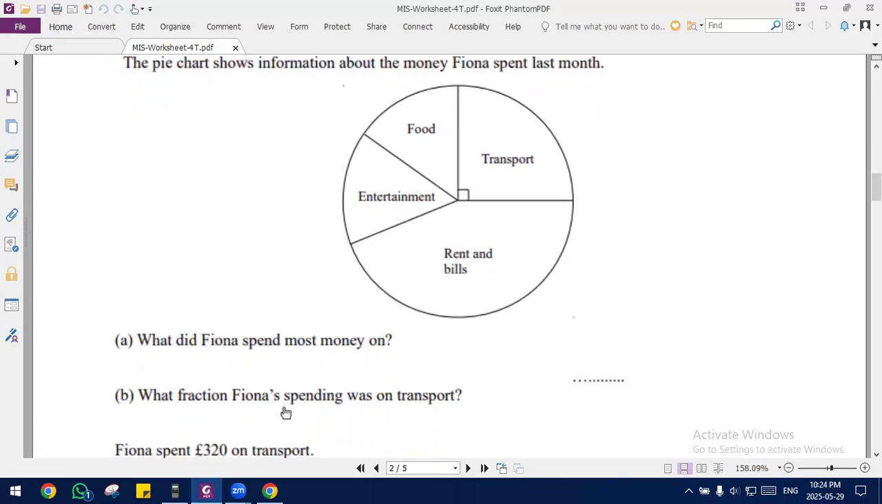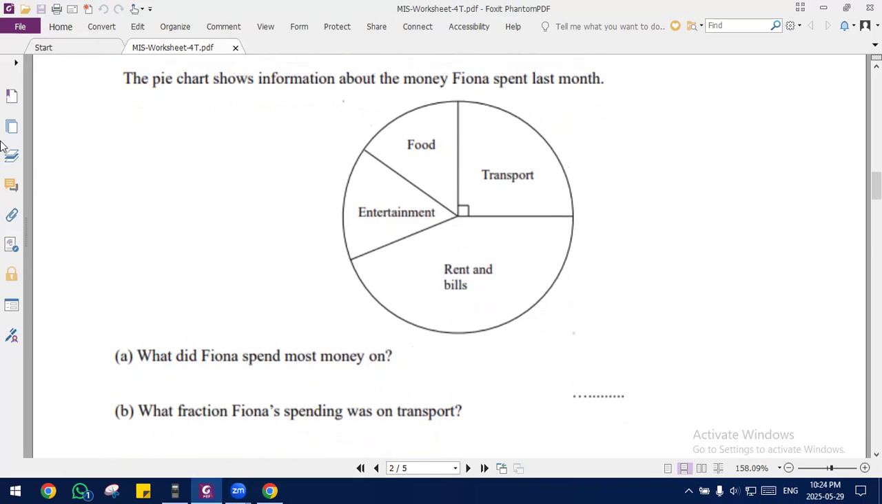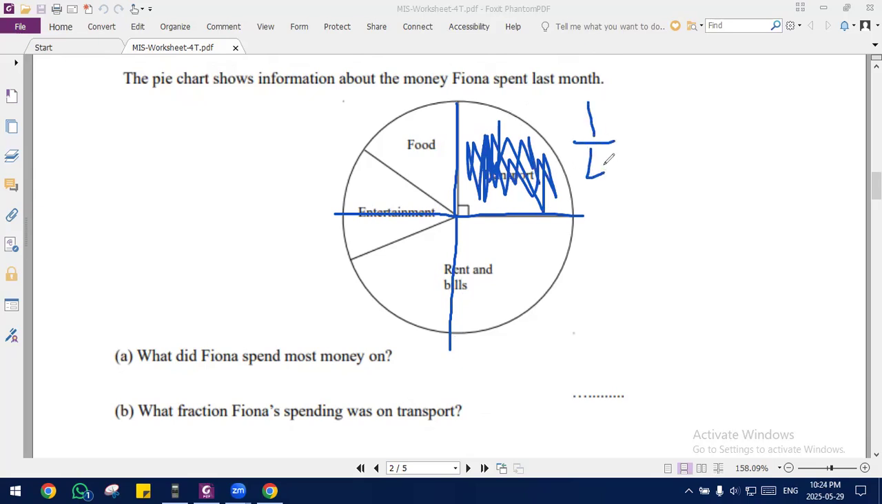What fraction of Fiona's spending was on transport? Now look, we have the full circle, and here we have this 90 degrees. They said, what is this fraction? Now look, let me copy this fraction. I guess you understand it. This part is a quarter, right? So it's 1 over 4. This is the fraction of transportation.